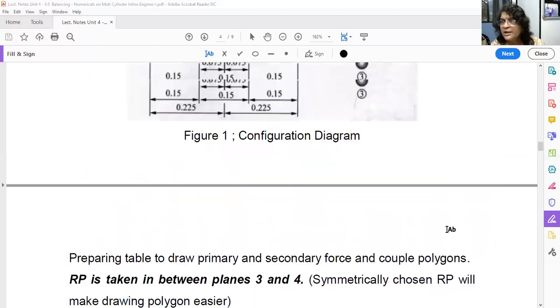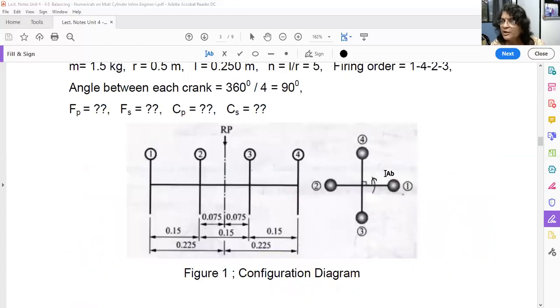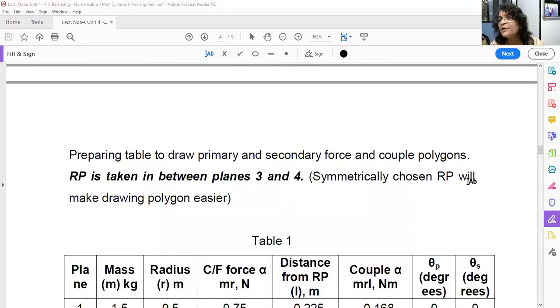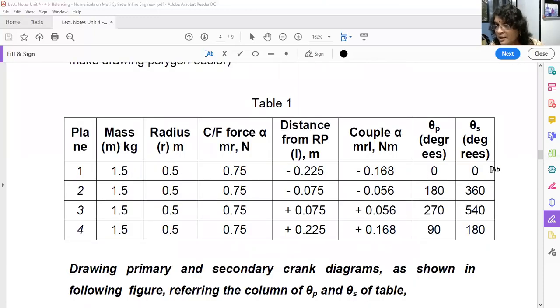Okay, so that here cylinder number 4 is not at 90 degree, it is double. That means it is 180. Cylinder number 2, here it will be 360. Like this, we have to write down this secondary angle column. Okay, so 0, the twice of 0, 0 degree, 180 into 2, 360 degree, 270 into 2, 540 degree, 90 into 2, 180 degree.